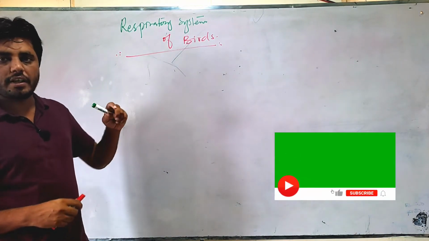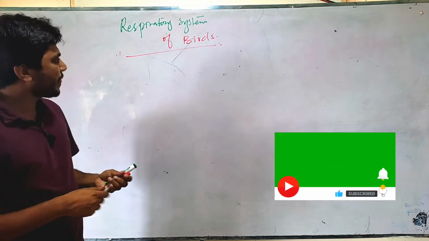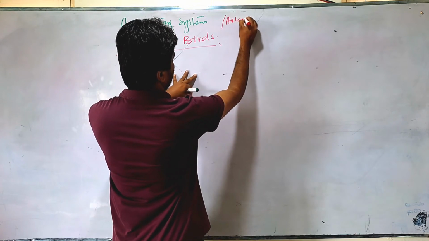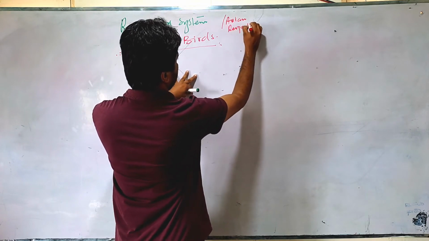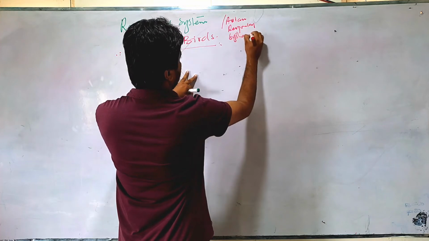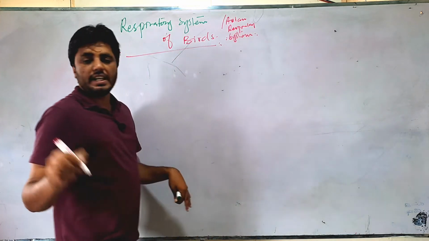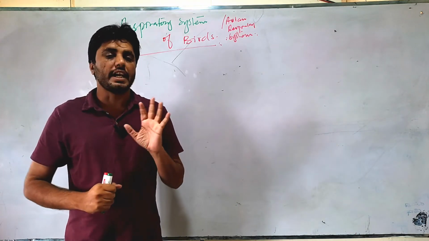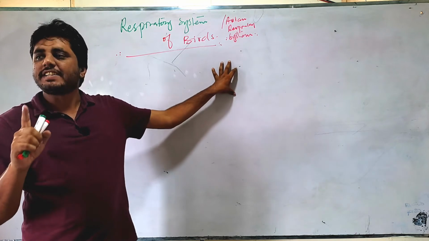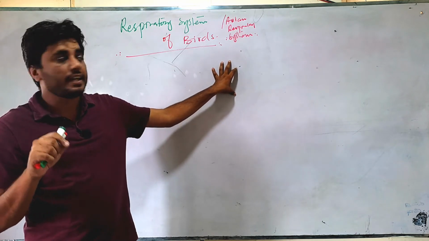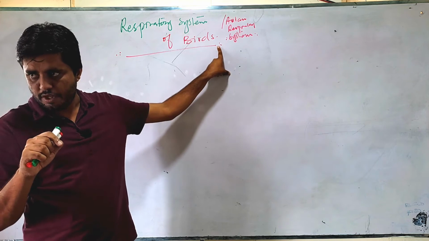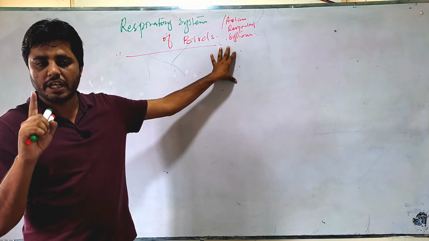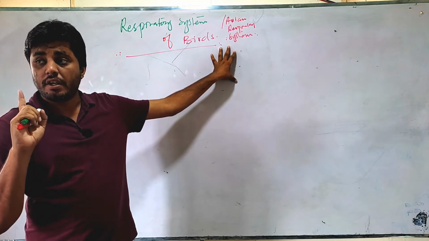Now we will discuss the respiratory system of birds. In other words, you can say the avian respiratory system. Because we are in a veterinary institute, the avian respiratory system is very important for a veterinarian, because so many diseases of birds are associated with the respiratory system. For this purpose, you must know some basic anatomy and physiology of the respiratory system of birds.